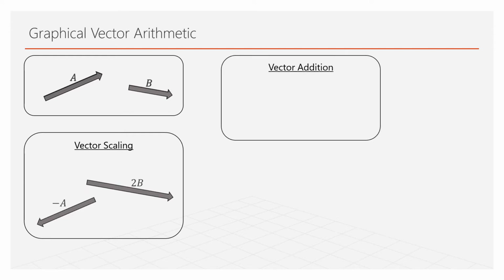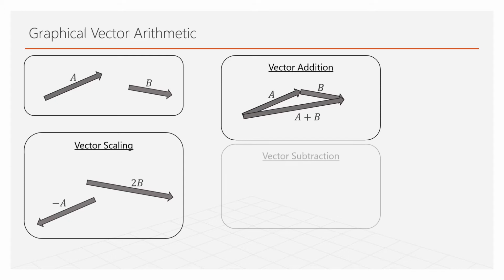The next operation is vector addition. To add vectors graphically, you take the 2 vectors and connect them head to tail, like this. This is what vector addition looks like. Then we just connect the starting and ending point, so the resultant sum looks like this.